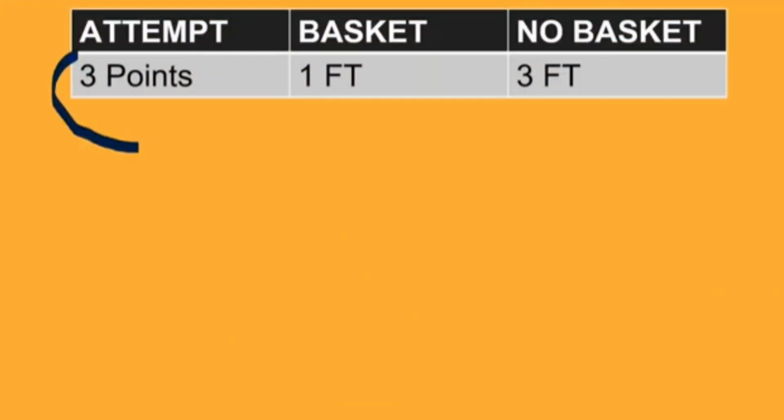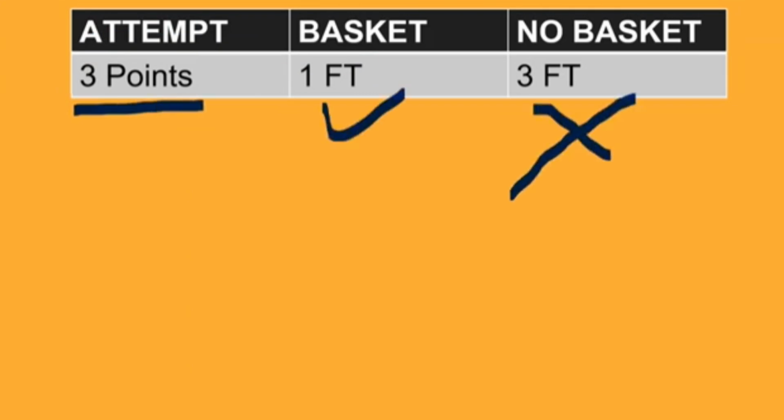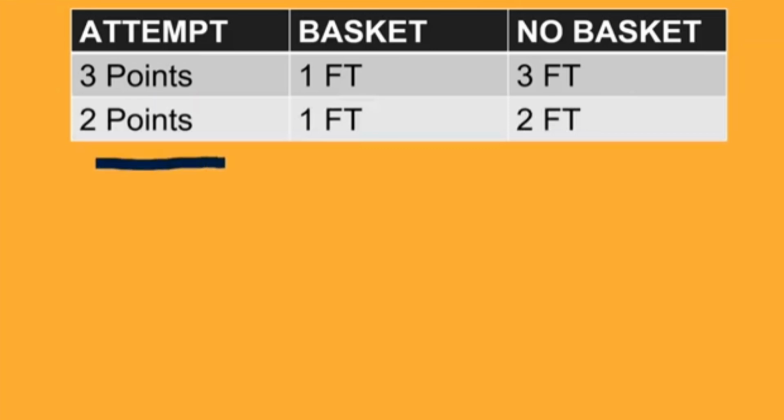If it was a 3-point attempt and the basket was made, only one free throw. If it was a 3-point attempt with no basket, then 3 free throws. Same with a 2-point attempt. If there's a basket, 1 free throw. If no basket, 2 free throws.